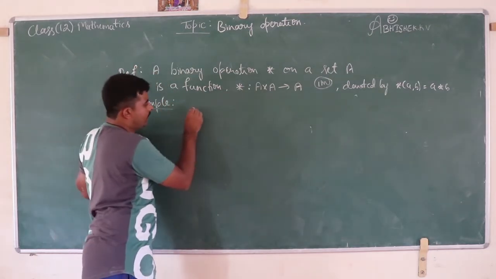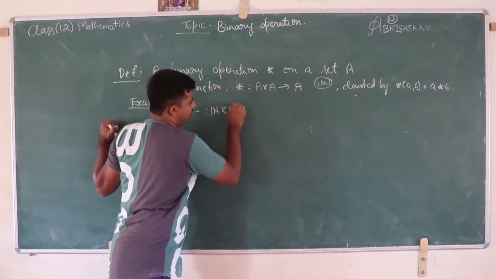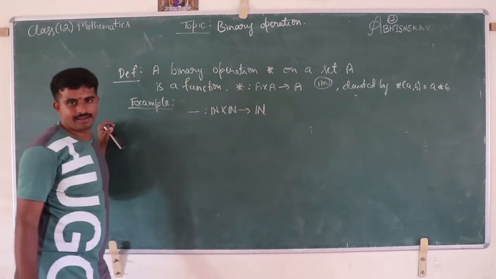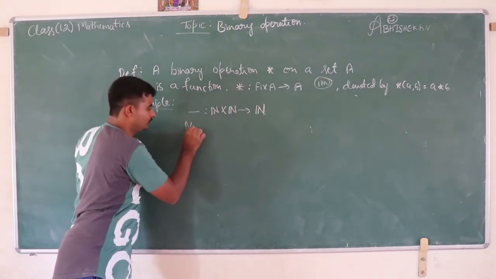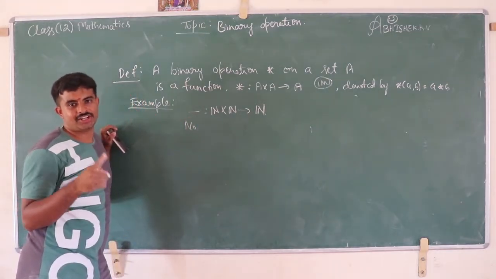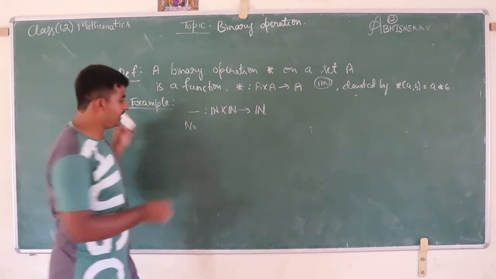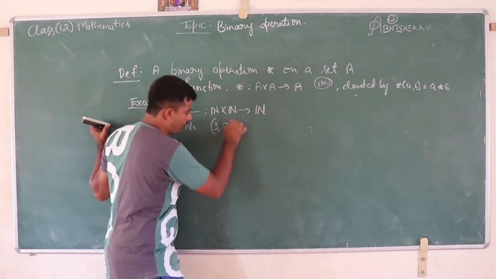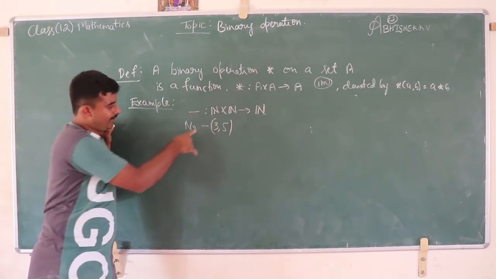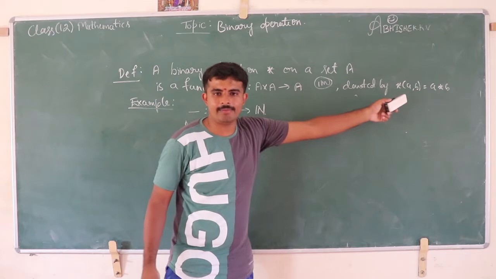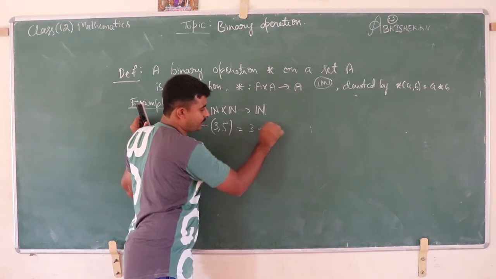If I consider minus, that is subtraction from natural number cross natural number to natural number, my question is, is it a binary operation? The answer for this question is no. Subtraction is not a binary operation on the set, here the set is what? The set of natural numbers. Question is why? See, if I consider 3 comma 5, what is the binary operation here? Minus of 3 comma 5. See, star of a comma b can be written as a star b. Minus of 3 comma 5 can be written as 3 minus 5.